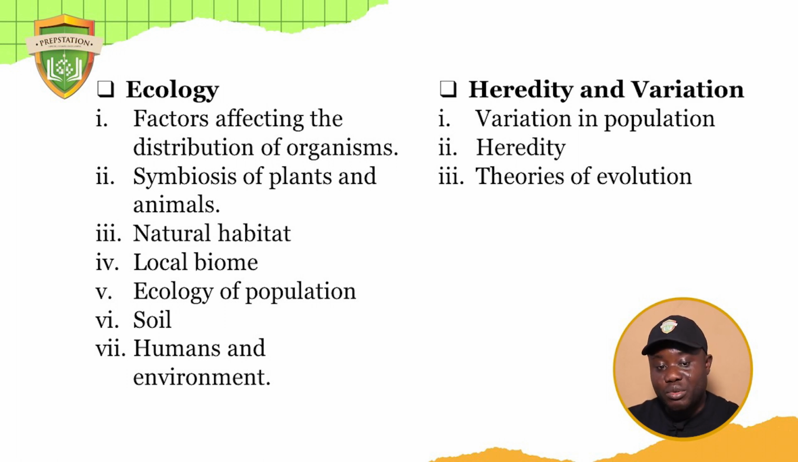Then we look at variation in population, how organisms vary. You know that even if you have twins, they are still not going to be exactly the same. They may look alike physically, that is phenotypically, but genotypically, they are never the same. Okay, so we look at theories of evolution.